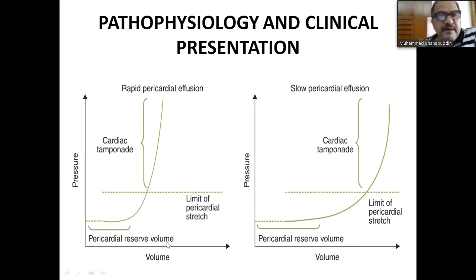But in the case of an acute state, when blood or fluid or pus accumulates in the pericardial space very rapidly, then it crosses the limit of pericardial stretch very rapidly and it produces the symptoms, that is, the cardiac tamponade. So it is not the volume, but it is the rapidity. As soon as the volume accumulates in the intrapericardial space, that may lead to pericardial tamponade.